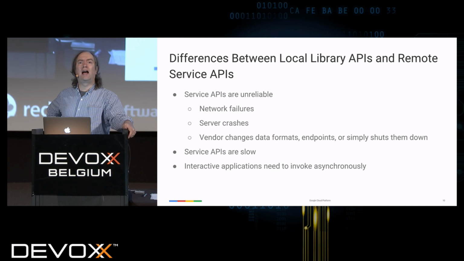Now, if you have a local library and Sun decides, or let's say more likely JUnit decides to change the signatures of some of the methods in the JUnit.jar file, well, you can still use the old jar file. You don't have to upgrade until you're ready.